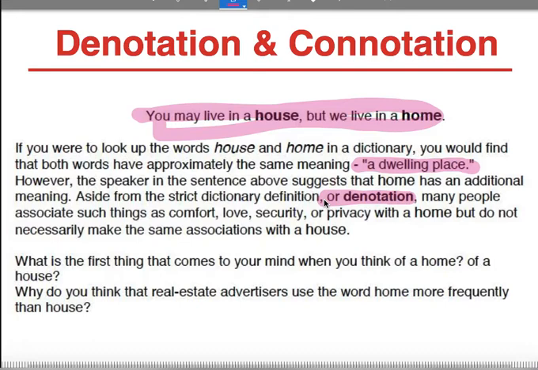So because house and home have the same denotation, the dictionary meaning, they literally mean the same thing, but they have different connotations. The feelings that I get when I think of the word house are very different than the feelings that I get when I think of the word home.